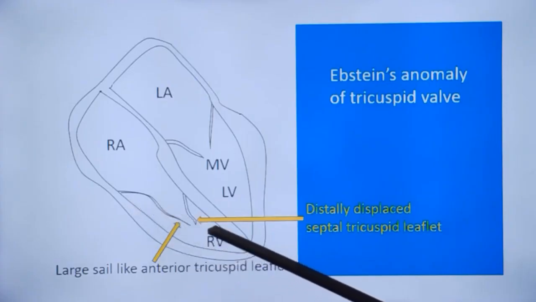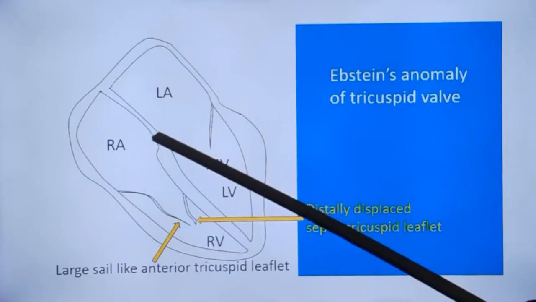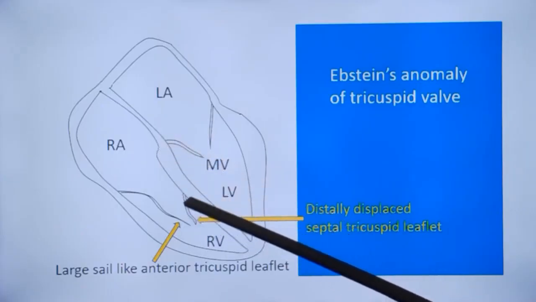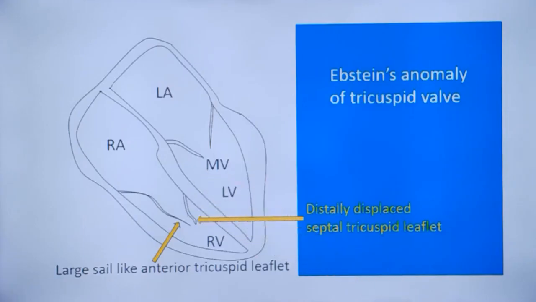Anterior leaflet is elongated and sail-like. This distance between the anterior mitral leaflet and septal tricuspid leaflet is usually only about 5 millimeters during echocardiography. When it is displaced much, then it is diagnostic of Ebstein's anomaly.